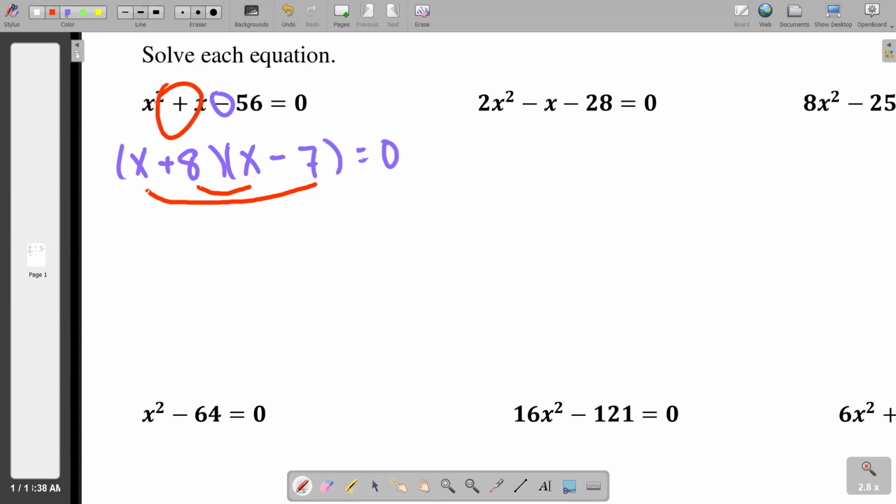So the answers, remember, are the things that make these parentheses equal 0. So x equals -8 from the first one, comma, x equals 7 in the second. It's really just more factoring with an added little bonus step at the end.